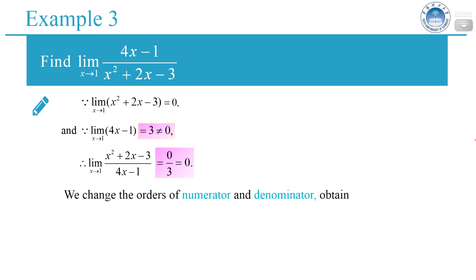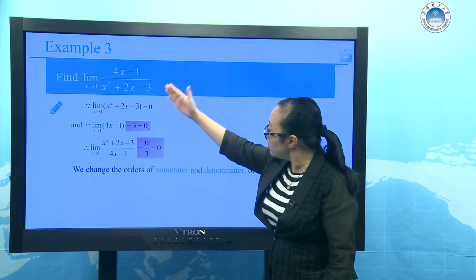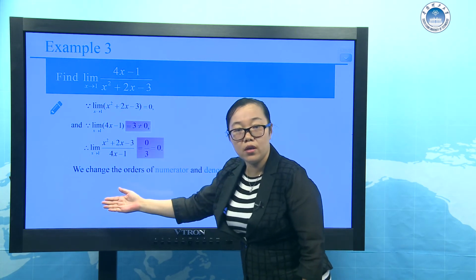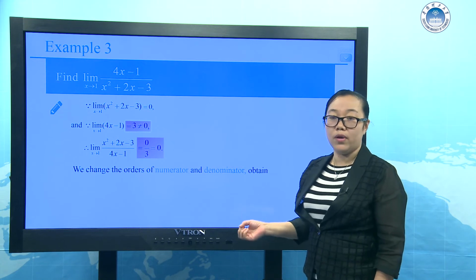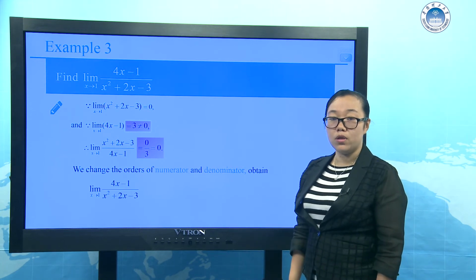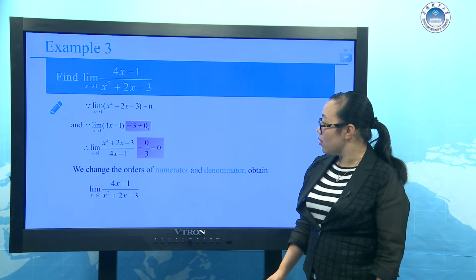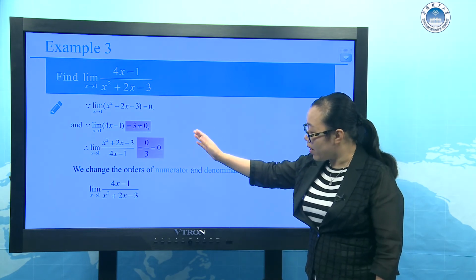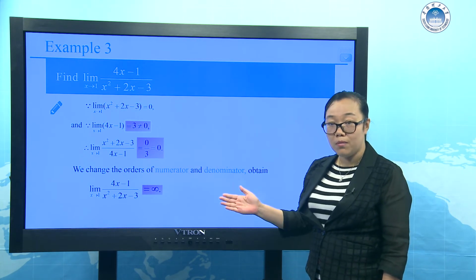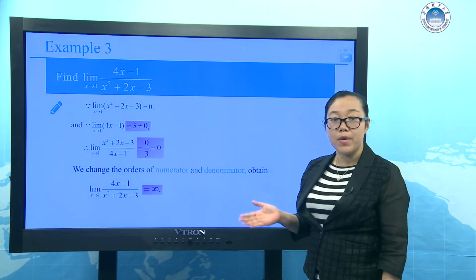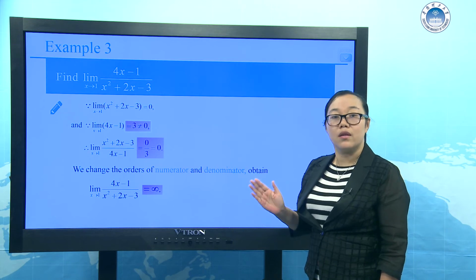Pay attention to the relationship between this expression and this one. So we change the order of numerator and denominator. We can obtain the original limit equals 0, and the changed order equals infinity. So the limit equals infinity means the limit doesn't exist.